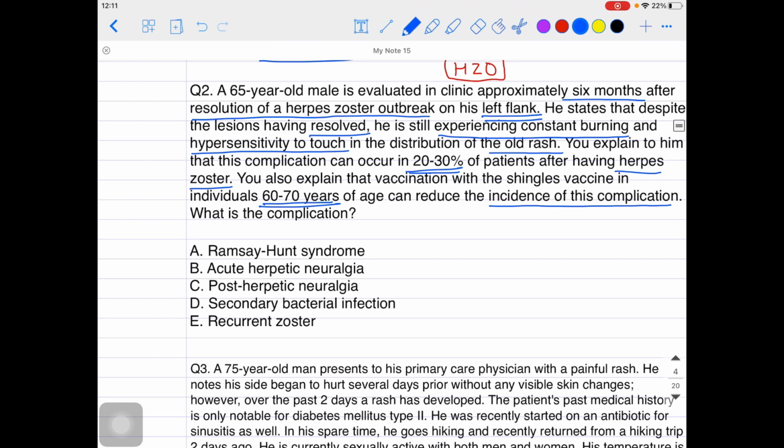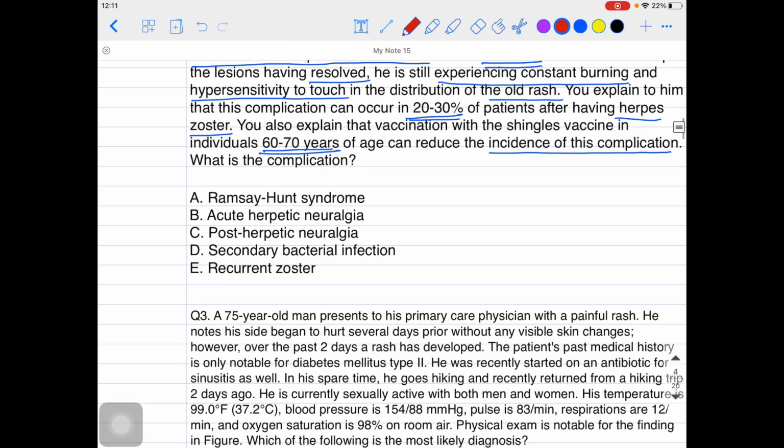What kind of complication am I talking about right now, guys? Yes, I know you got the answer. Yes, that is post herpetic neuralgia. I told you clearly that in 20 to 30% of patients, they might experience this kind of burning sensation and itchiness at the particular area where they had the rash before the treatment. So this can be post herpetic neuralgia.